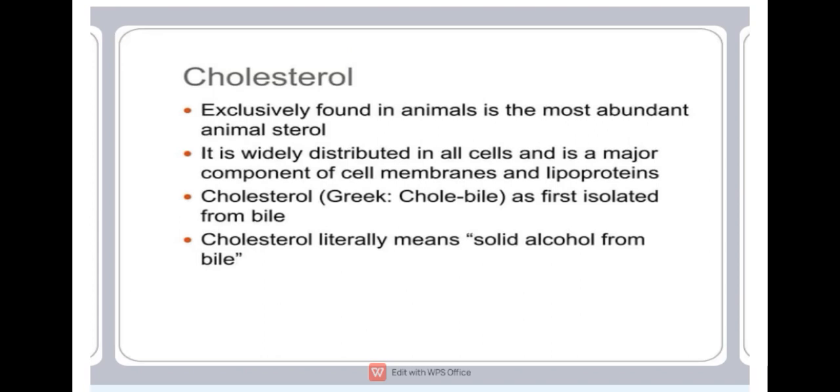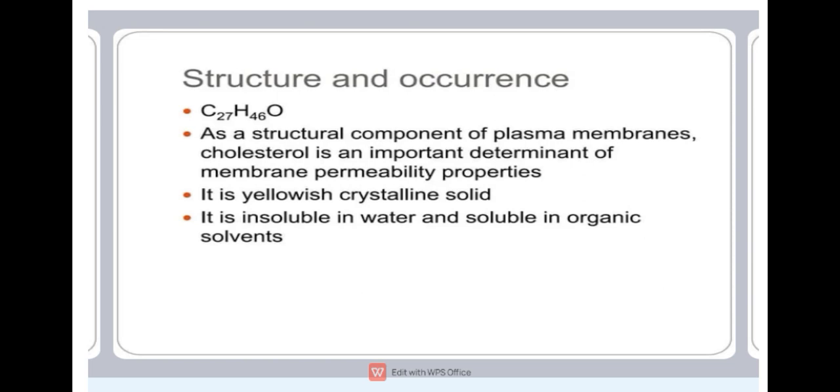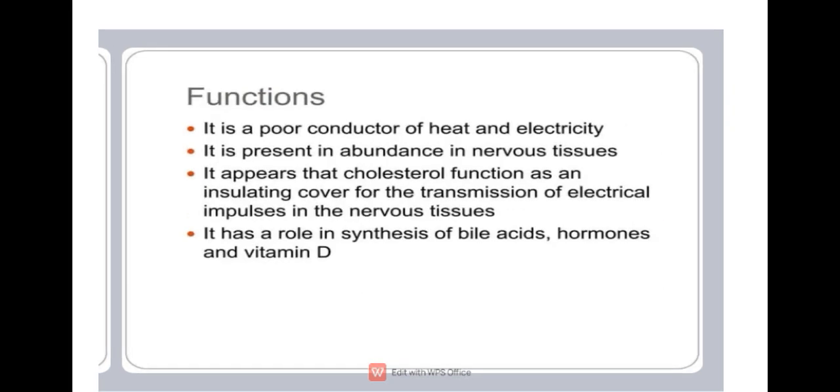Cholesterol was first isolated from bile. Cholesterol literally means solid alcohol from bile. Structure and occurrence: C27H46O, as a structural component of plasma membranes. Cholesterol is an important determinant of plasma membrane permeability properties. It is a yellowish crystalline solid. It is insoluble in water and soluble in organic solvents.